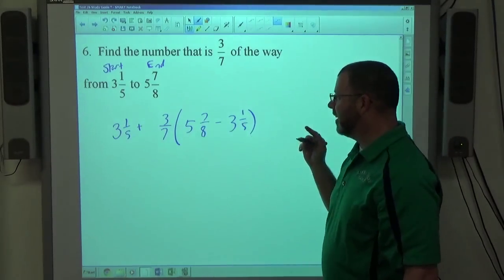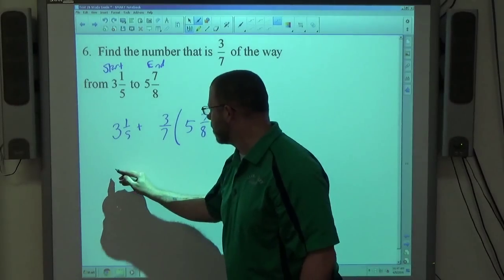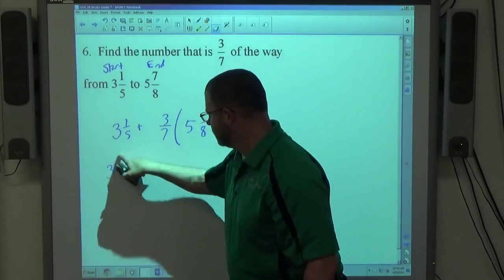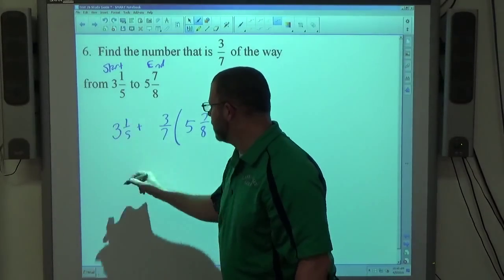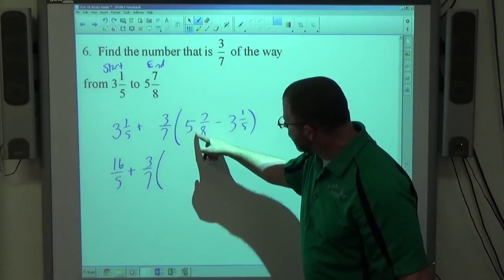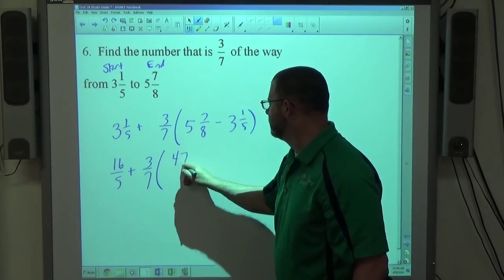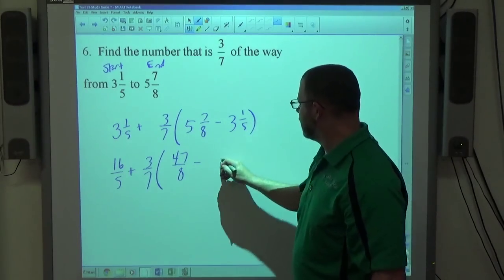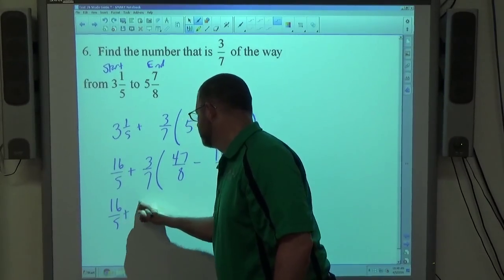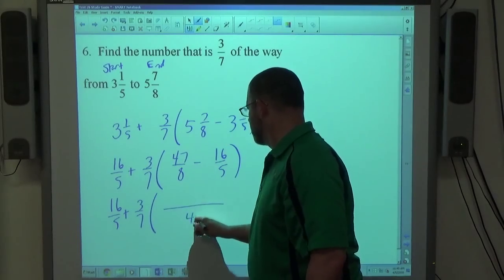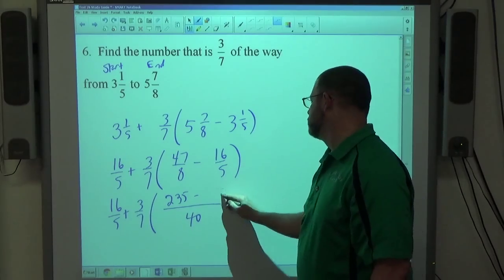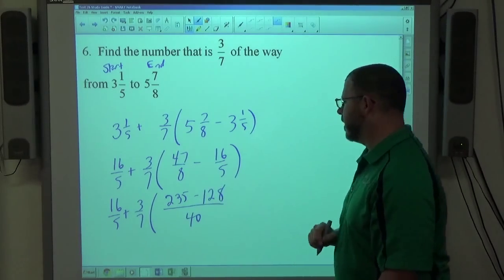Okay, I want to subtract these. I'm going to go improper fractions. I think they're easier to work with. 3 1/5 for now. Actually, let's call that 16/5. 3 times 5 is 15 plus 1 is 16. So 16/5 plus 3/7 times. Okay, this is going to be 47/8 minus 16/5. Common denominator 40. Times 5 makes 235. Times 8 makes 128.